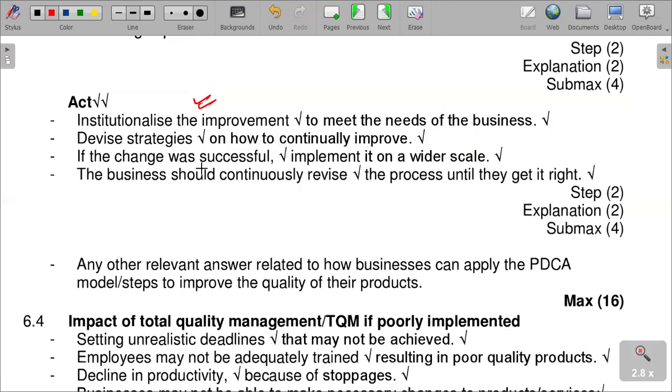So when it is on a small scale, it is actually to see that it is meeting the needs of the business, and how to continuously improve by diversification. At the same time, business identifies how successful it is, so it can be implemented on a wider scale, and business should continuously revise the process until it gets it right. So in this process, there is always room for continuous improvement, which is provisioned by revision until things get right.